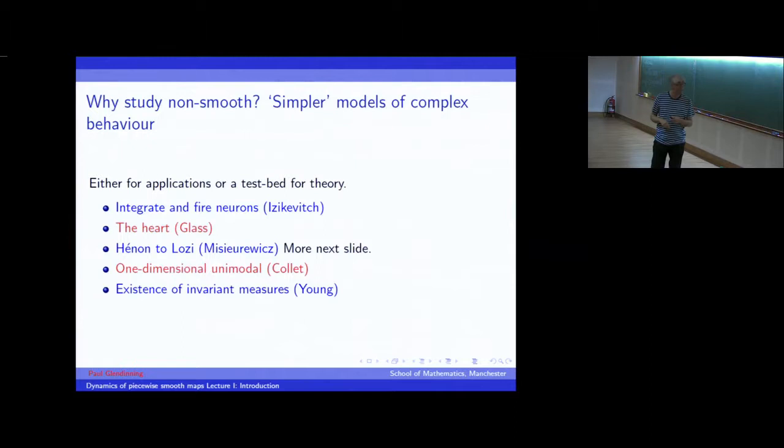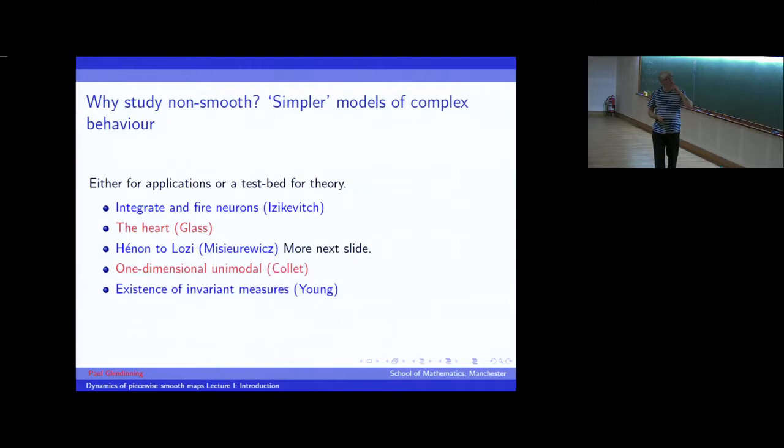But Izhikevich, and actually he wasn't the first by any means, Arnold has written about this in the 70s and so on. What you need is a mechanism whereby a potential rises, something happens, and it gets reset, and then it can happen again, with various degrees of complications. But this, in its simplest case, is a non-smooth system. You have differential equation, fire, reset. Differential equation, fire, reset. So you've got this reset, which is the source of the non-smoothness.